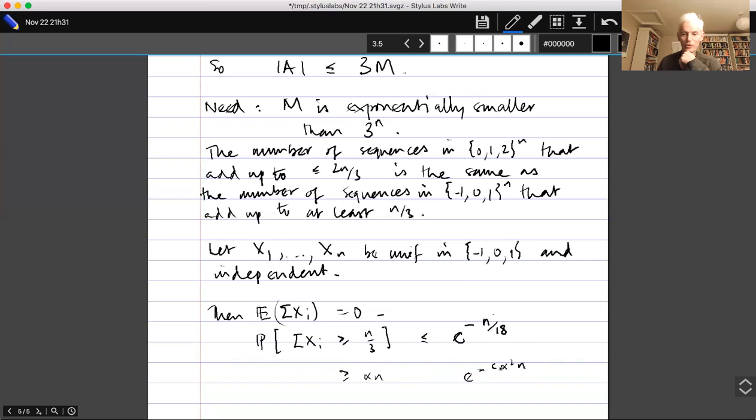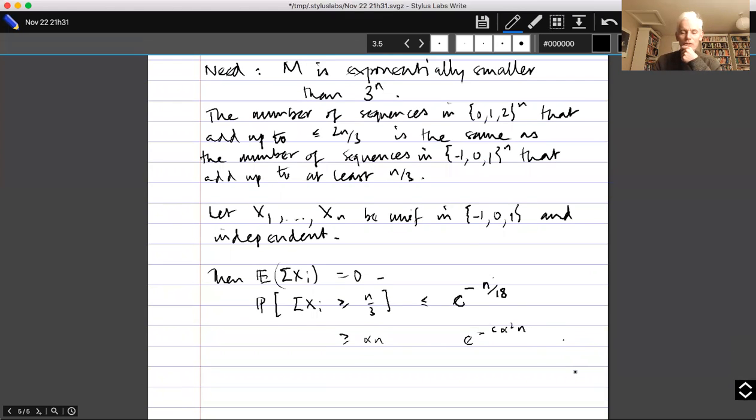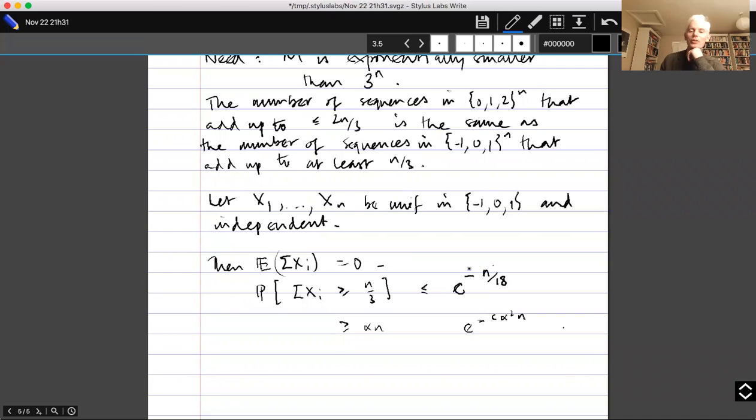I've just forgotten what this constant is, but I think a half is certainly safe, though I think it might be able to do as well as 1 or maybe even 2. But anyway, I'm going to play it safe and say something that I know is definitely true here. The point is that this probability is exponentially small, so that tells us that A is less than or equal to 3 to the n times e to the minus n over 18, or possibly something a bit better than that, but that's already exponentially small.